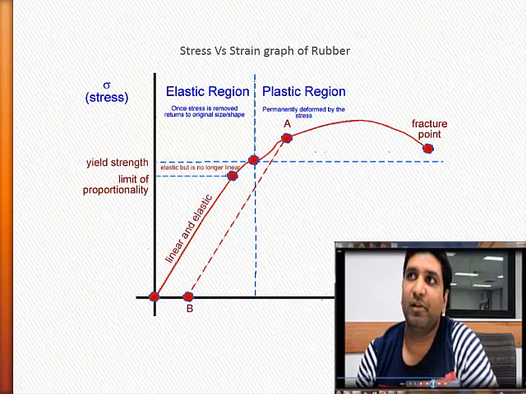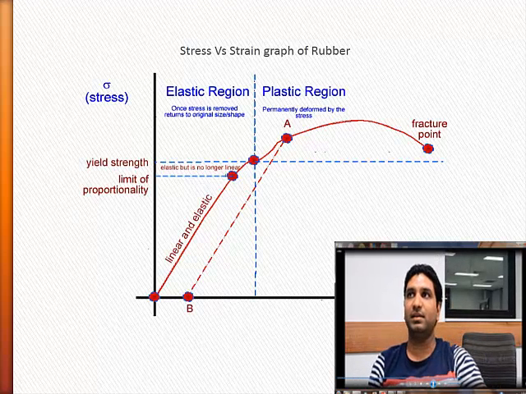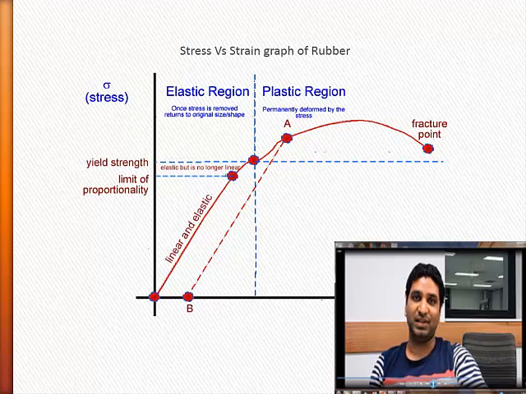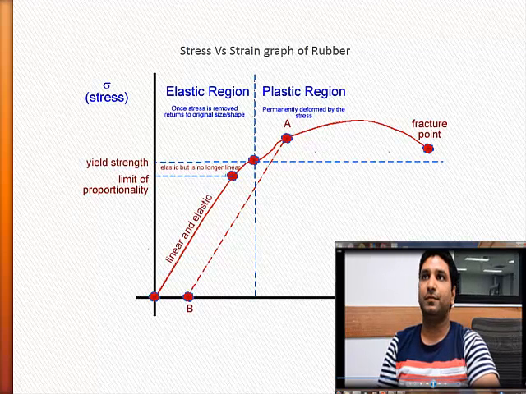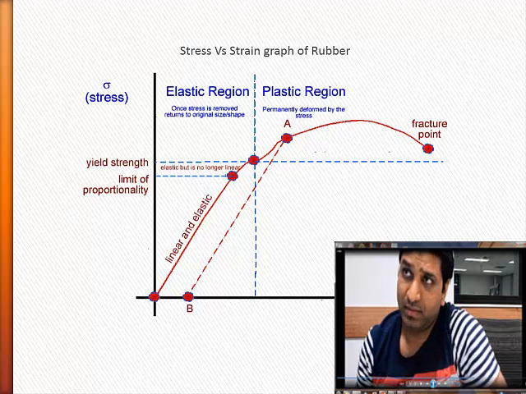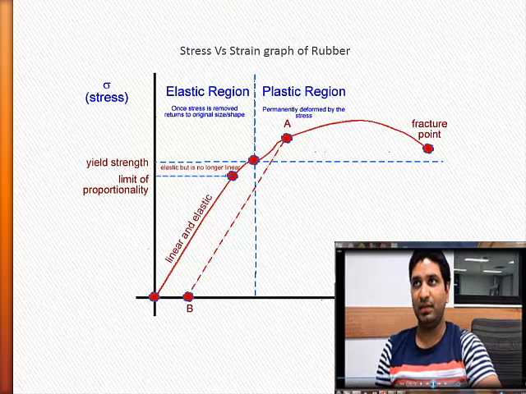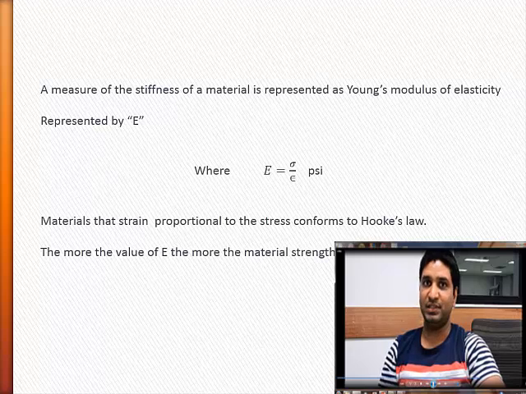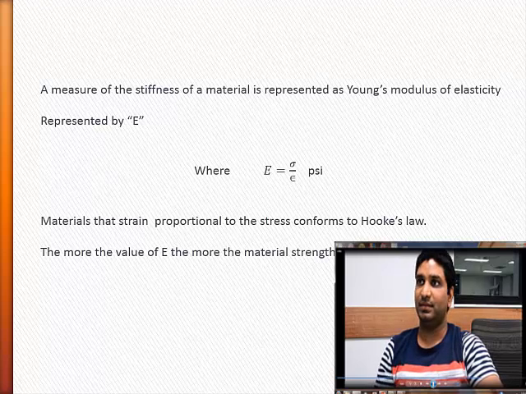So looking at the graph of stress versus strain of rubber, you can see that rubber has undergone different stages: the elastic, plastic, and finally the fracture point. So you might be thinking, what is the need of learning stress and strain? From the graph we can find the yield strength of any material, and the Young's modulus of elasticity, which is represented by E, where it is the ratio of stress to the strain, and its units are psi.